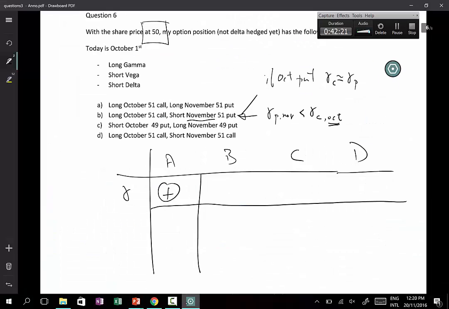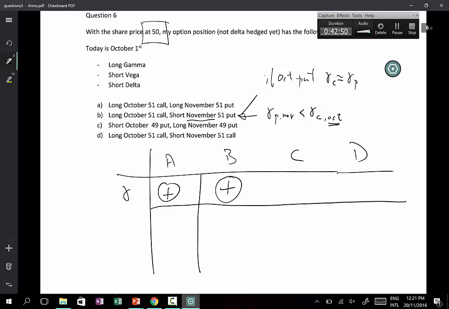Now, so for B, I'm now comparing, the gamma of the November option is less than the gamma of the October option, but I am long the October option, so I must be also long gamma. So I'm long the one with a higher gamma.